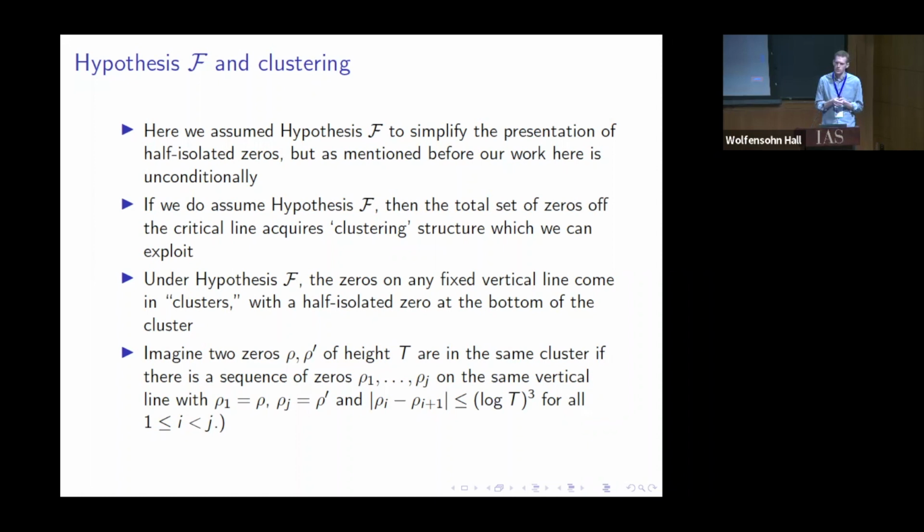Okay, so under hypothesis F, if I look at the zeros on any particular line, they have to come in clumps or clusters. And at the bottom of every cluster, there's going to be a half isolated zero. Okay, so remember, a half isolated zero doesn't have any zeros beneath it. And then we don't really know what's going on with the rest of the zeros above it.